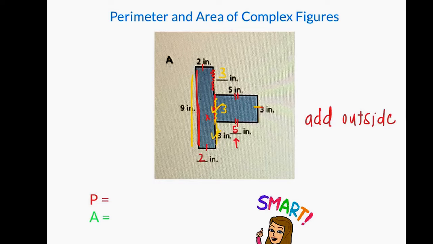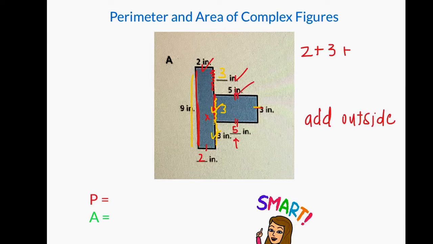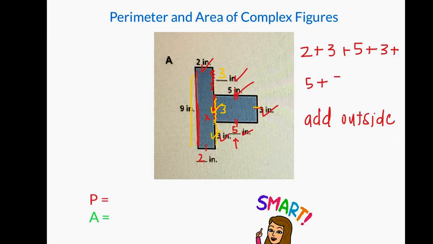Now I'm ready to add my numbers. I'm going to make sure I get all of them involved. So I'm starting at the top with my 2 inches plus 3 inches. Notice I'm checking them off as I go. I highly recommend that. Plus 5 inches plus 3 inches plus, I'm going to leave a little space here, 5 inches plus 3 inches plus the bottom 2 inches, and finally my long side plus 9 inches.